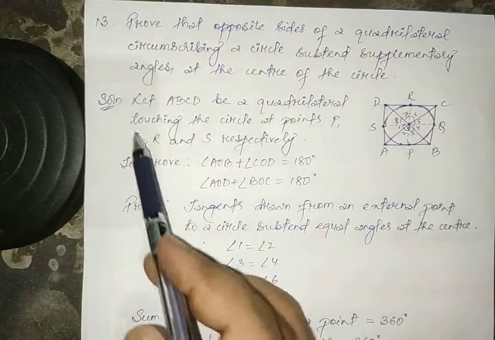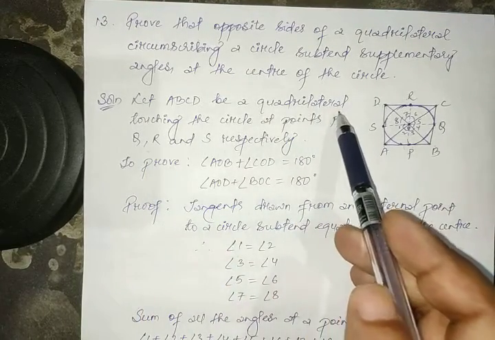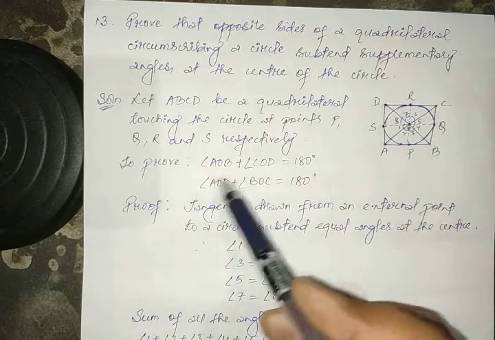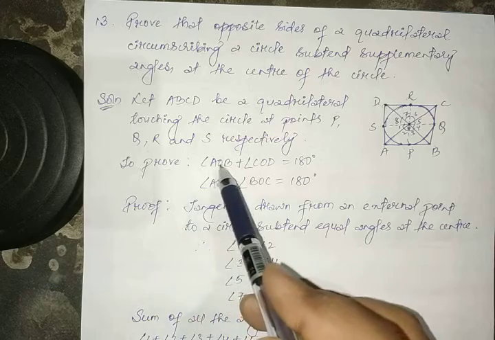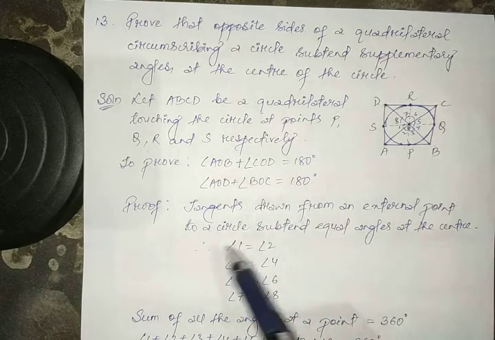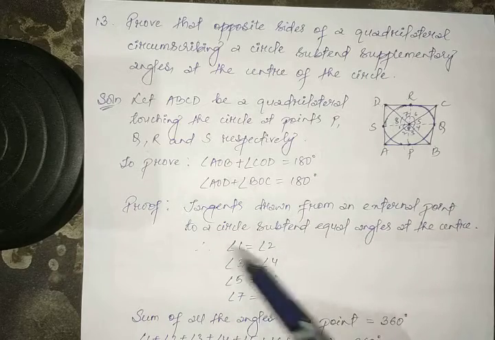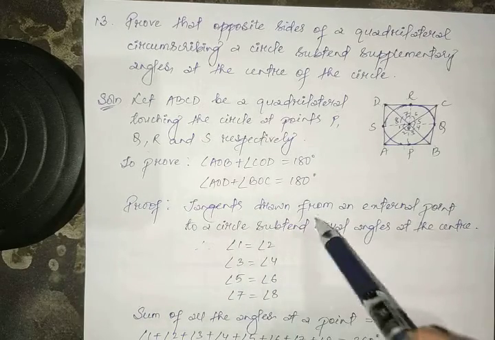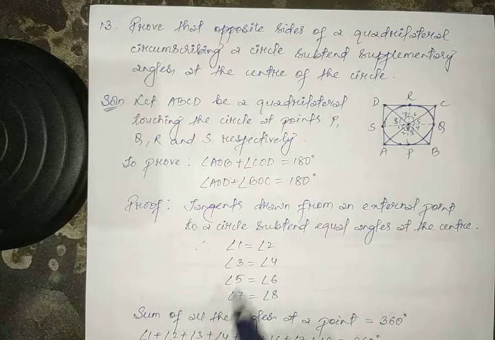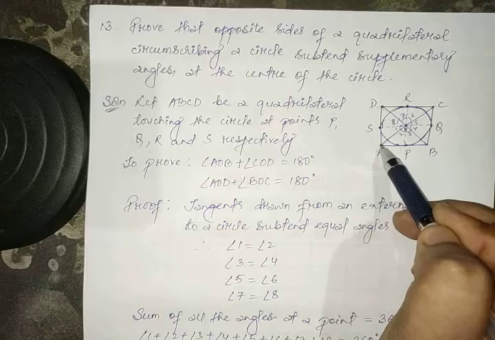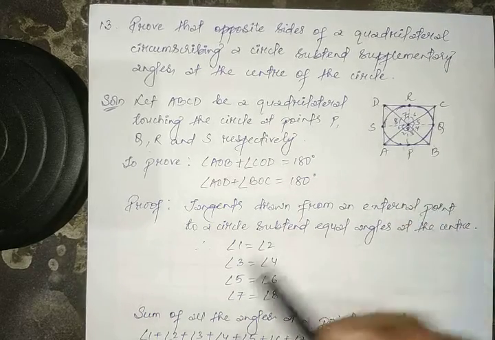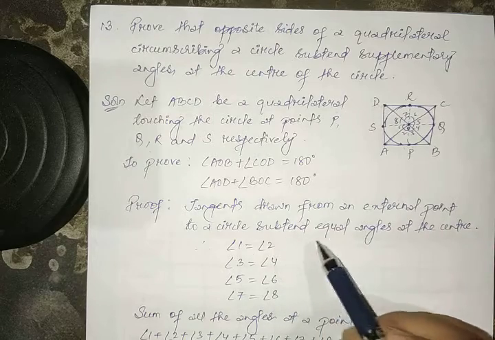So in the solution part, let ABCD be a quadrilateral touching the circle at points P, Q, R and S respectively. That we have to write, and then what we have to prove: angle AOB plus COD is equal to 180 degrees and AOD plus BOC equal to 180 degrees. So now let us prove. We already know that tangents drawn from an external point to a circle subtend equal angles at the center. You see A is an external point, and AP and AS are tangents. So these two tangents to a circle subtend equal angles.